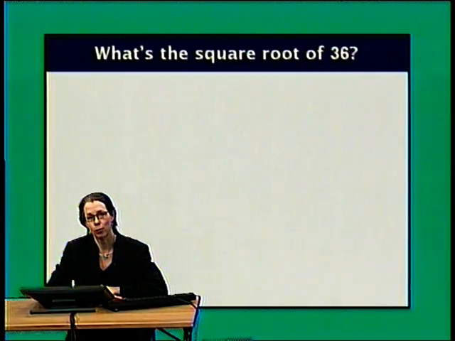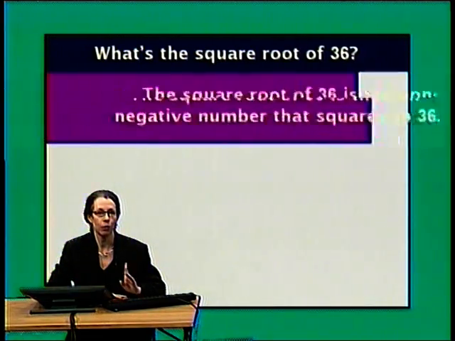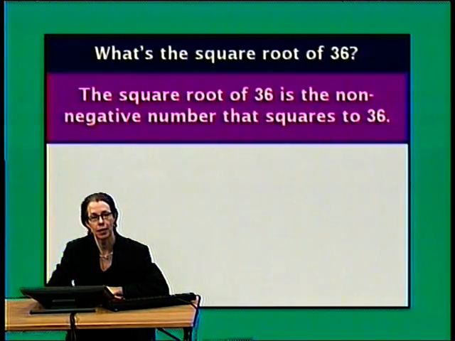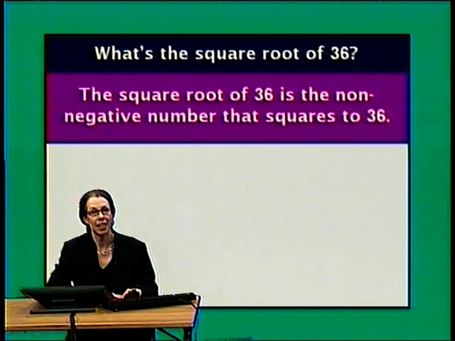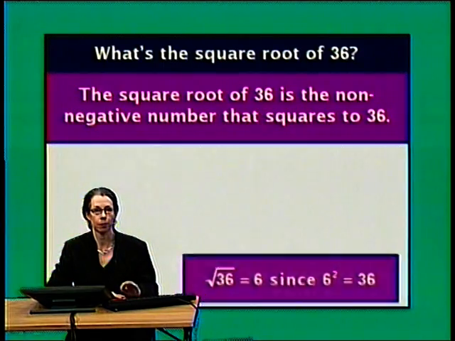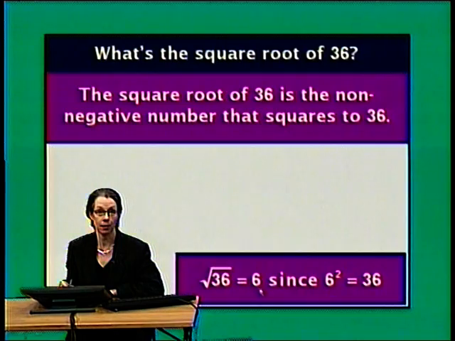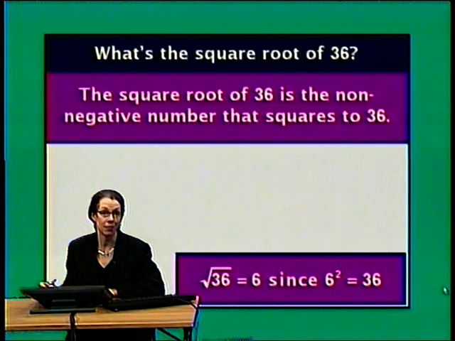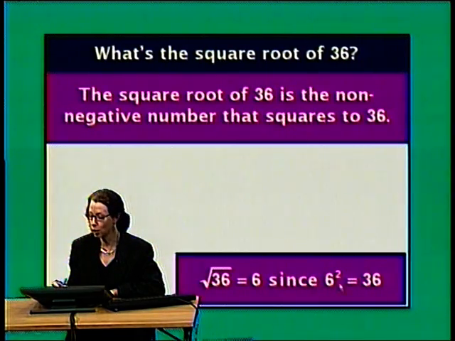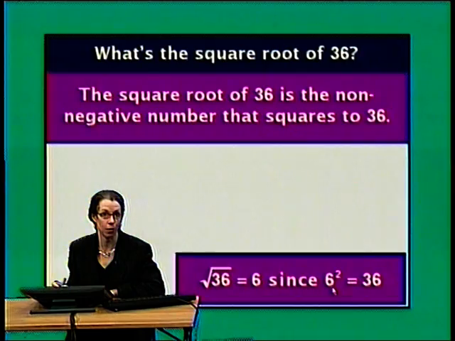So what's the square root of 36? Well, verbally, the square root of 36 is the non-negative number that squares to 36. In symbols, we write it like this. The square root of 36 is 6, since 6 squared equals 36. Now we know that the square of negative 6 also equals 36. But when we're talking about square roots, we're just interested in the non-negative number that squares to 36.